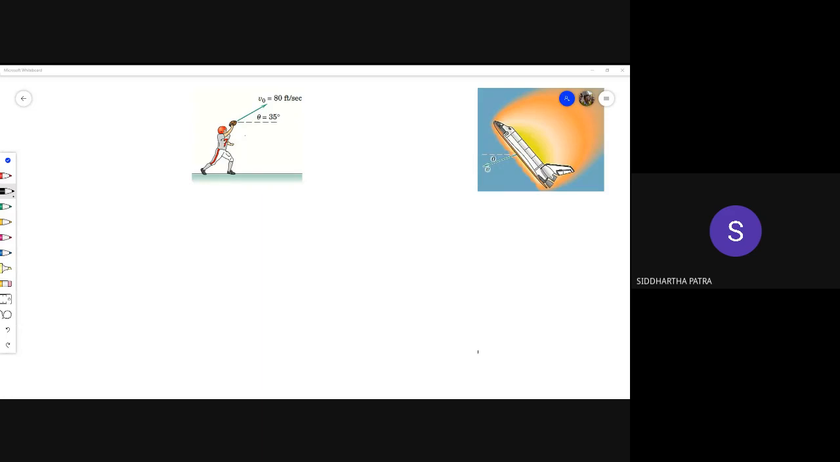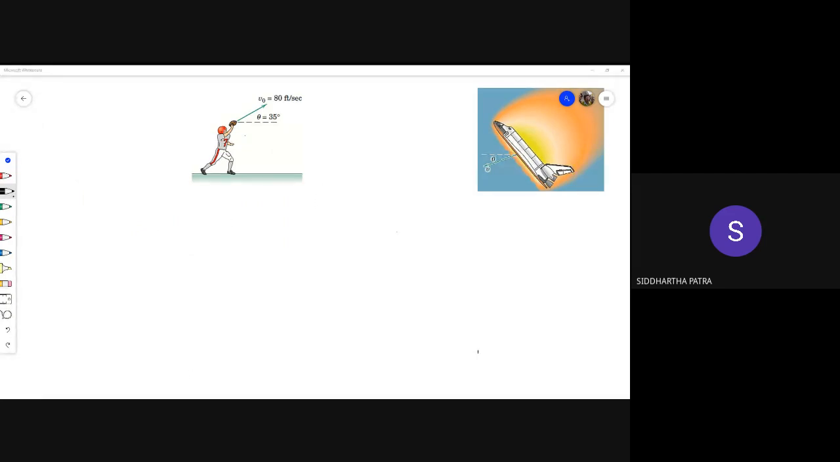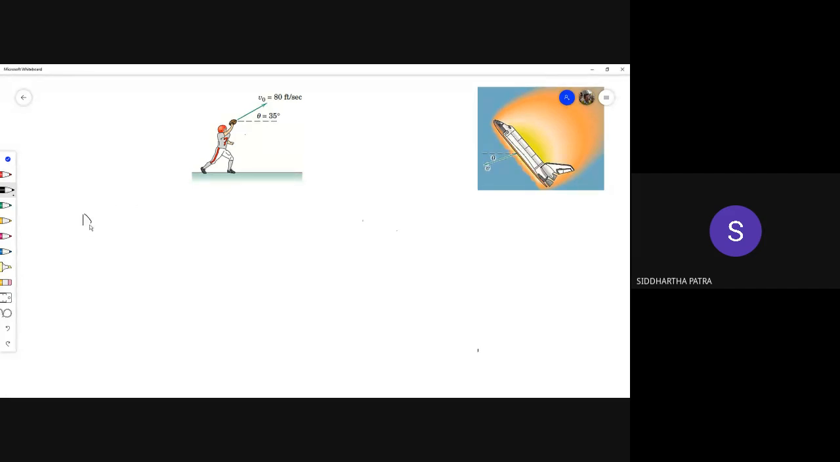Okay, so what is happening in this problem? There is this rugby player who is throwing this ball, making an angle of 35 degrees with the horizontal with that much initial speed. So first of all, you need to determine the radius of curvature.